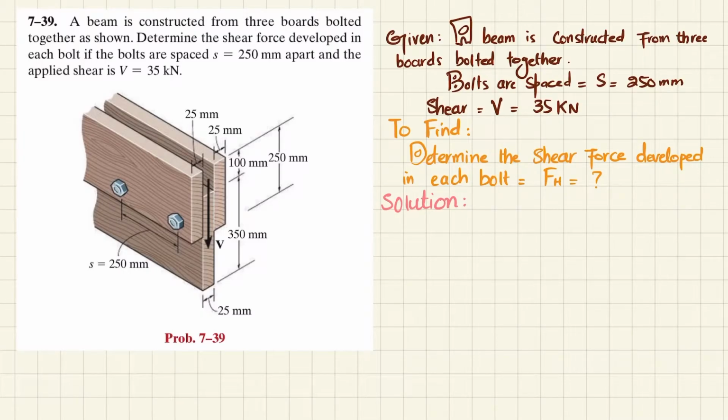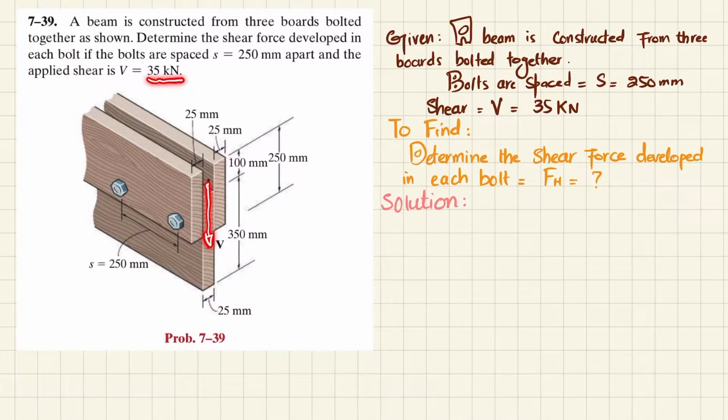Welcome back. Problem 7-39. The statement is: a beam is constructed from three boards bolted together as shown. Determine the shear force developed in each bolt if the bolts are spaced 250 millimeter apart and the applied shear is 35 kilonewton. You can see these are the boards, three boards, 1, 2 and 3. They are bolted together with a distance between the bolts of 250 millimeter to form a beam, and the applied shear is V, which is 35 kilonewton.